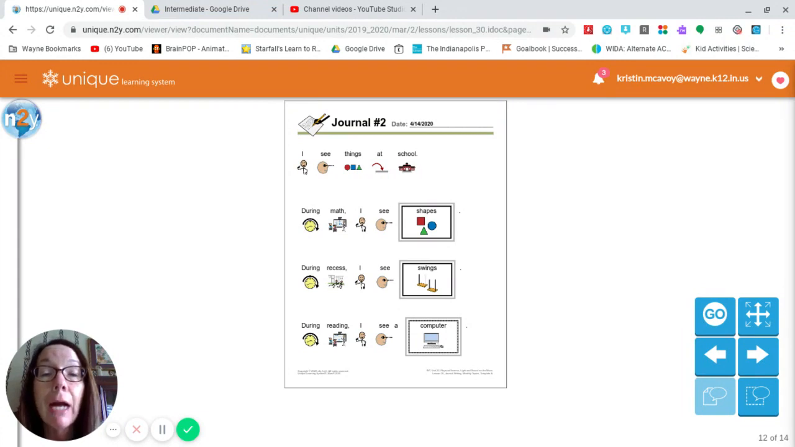Be sure to take a picture if you have an opportunity and send it to me via either text on my phone or email or through Parent Square so that I can see what you used, which words you used to create your writing journal entry. And we can compare what we see at school.